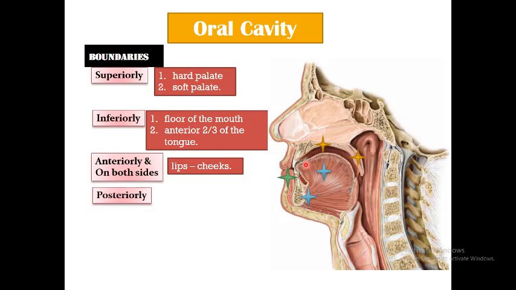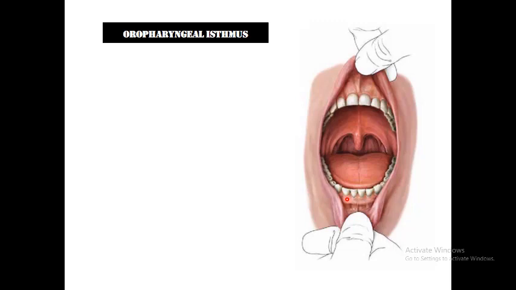Lastly, posteriorly the oral cavity will open here in this tube. This tube is called the pharynx. The upper part of the pharynx is called nasopharynx, and this part is called oropharynx. So posteriorly the oral cavity will open on the oropharynx, and this opening which communicates the oral cavity with the oropharynx is called oropharyngeal isthmus. So we have posteriorly the oropharyngeal isthmus, which is the opening which connects the oral cavity to the oropharynx.